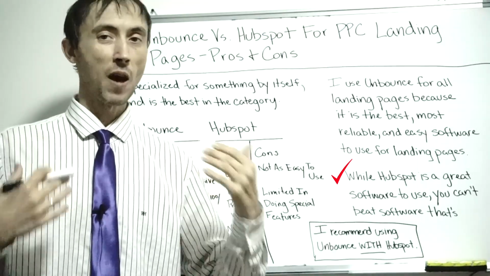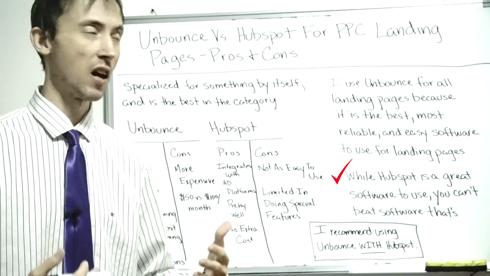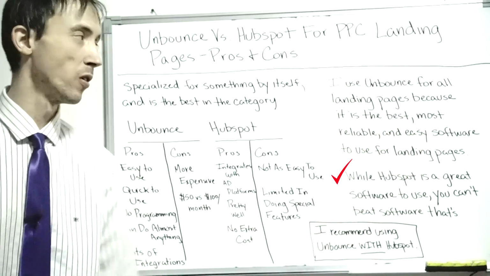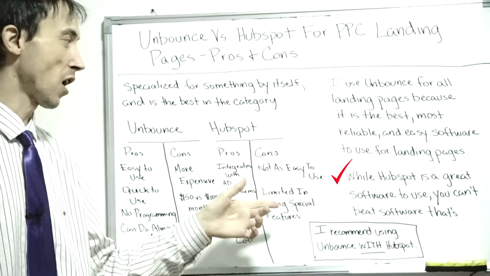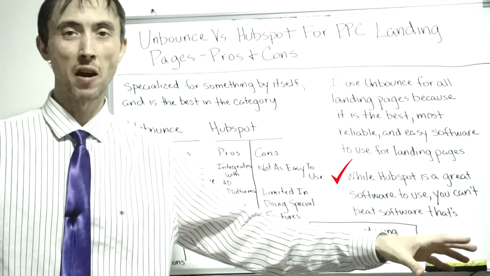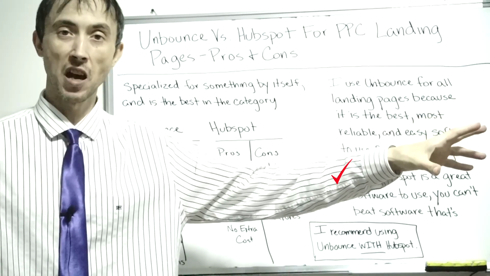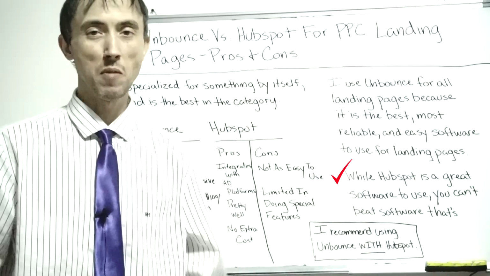I've managed 500-plus campaigns in the past for clients. I've seen everything that people have been using. I've been messing around with them for a long time. Unbounce is the best. Compared to trying to use HubSpot, it's not even a comparison. Unbounce beats HubSpot every time, and I'm going to explain why, because it should just naturally make sense to you.